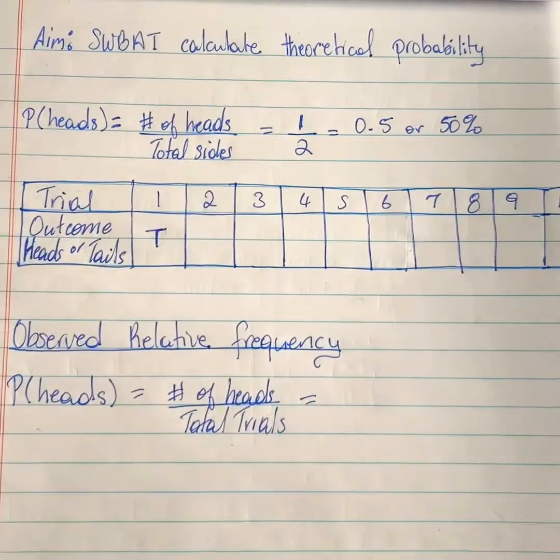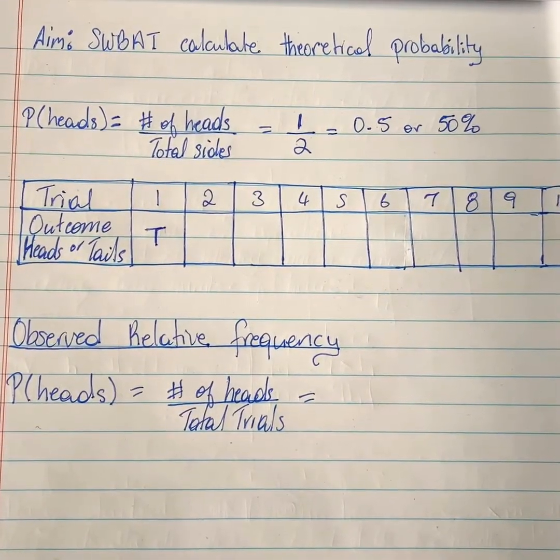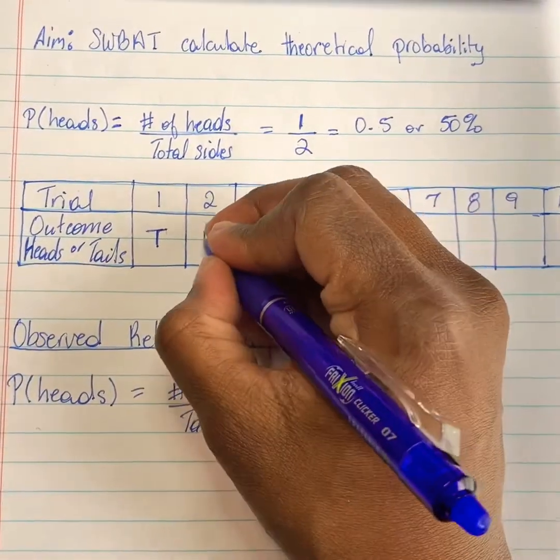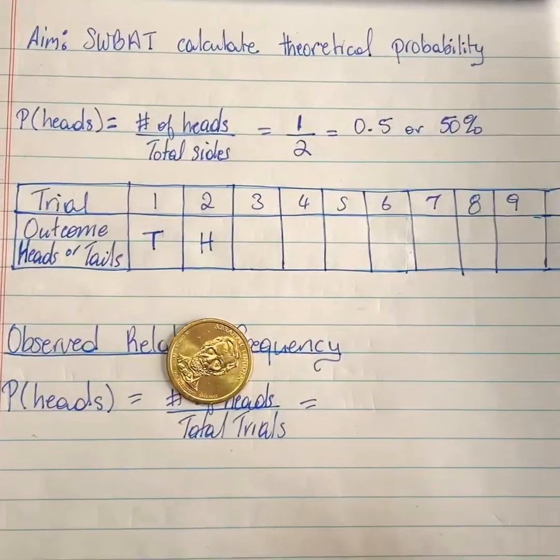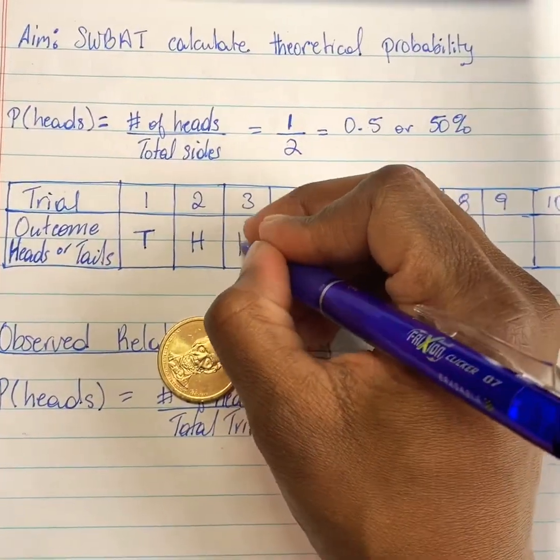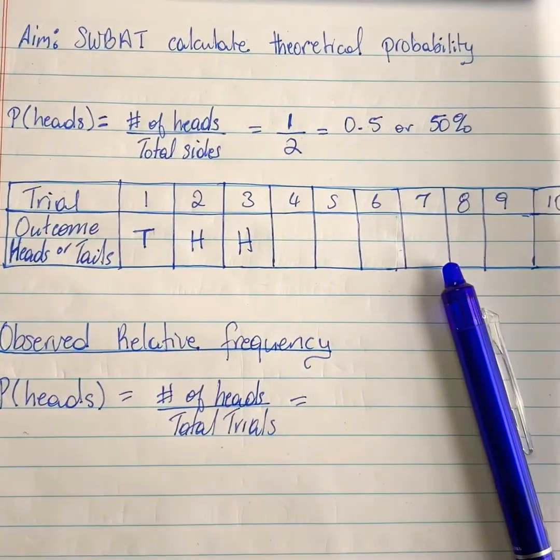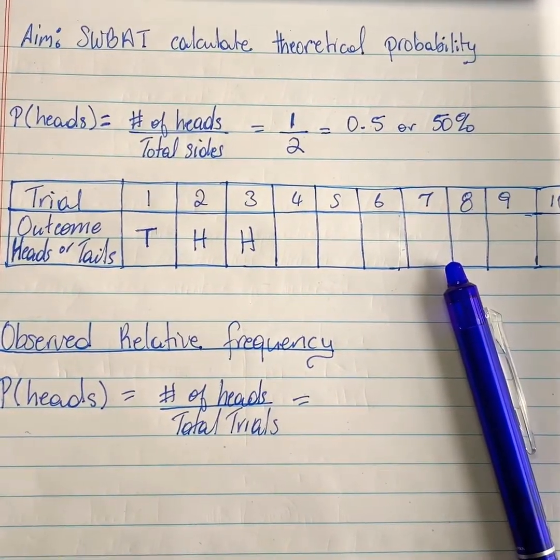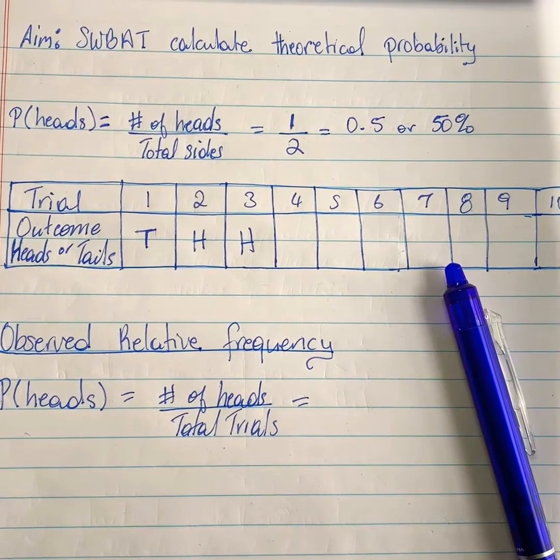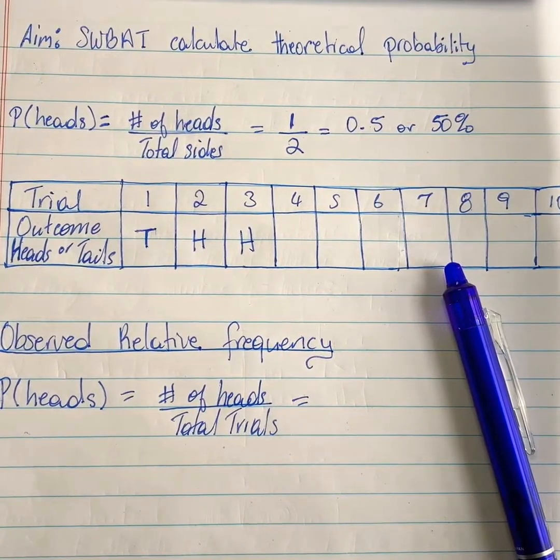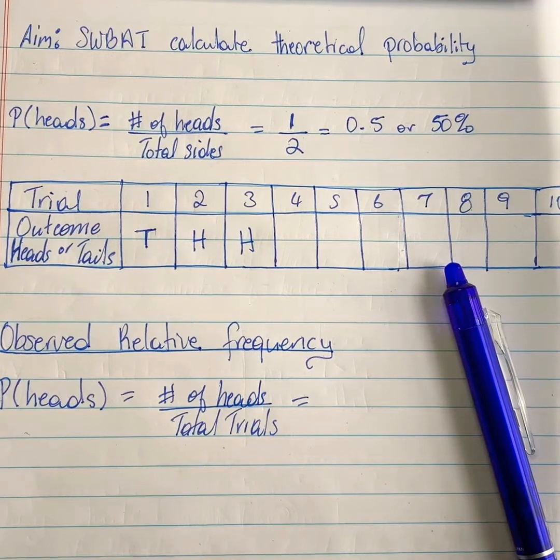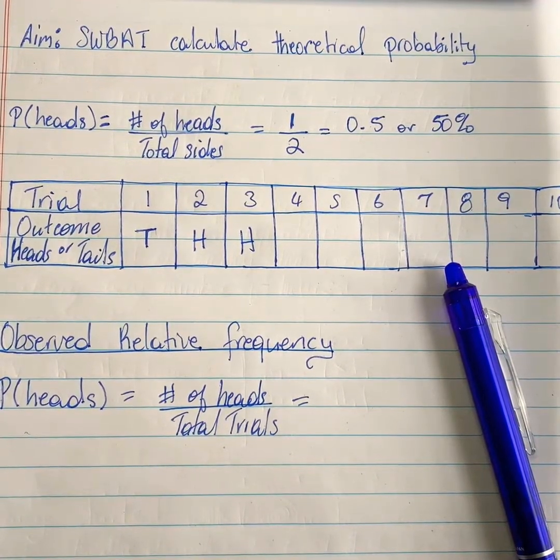Let's do it again. The next one I rolled was a head. Do it again. Head. Let's do it again. It's not flipping. Hold on. I'm going to go ahead and do the rest of the trials. If you want, you can do the trials too. Then we're going to come back and talk about the observed relative frequency that we observed in this trial.